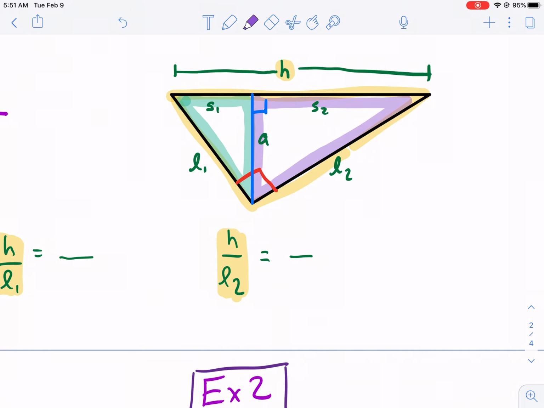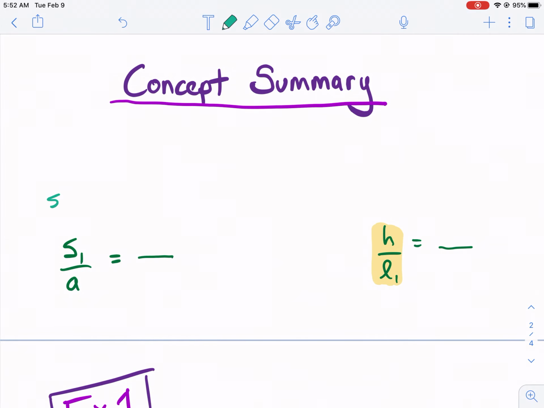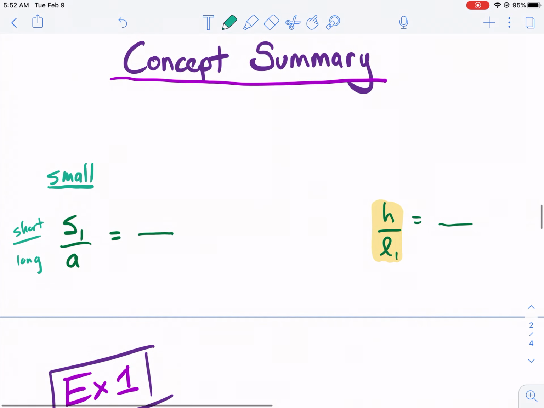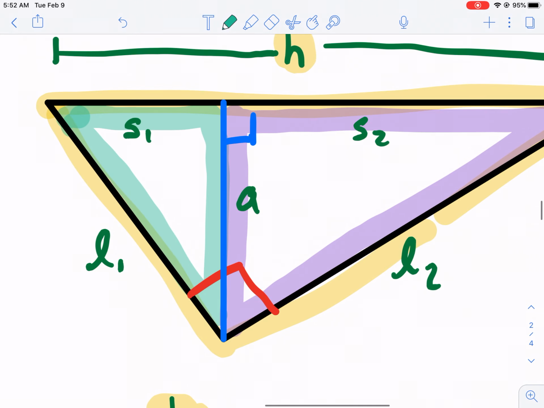Anytime we're comparing S1 over A, notice how both of those segments belong to this small triangle. S1, this side, and A, this side. Those both belong to the small triangle, okay? That's the short side over the long side of the triangle. Now, we always have to look for what sides they share. Is this side shared with any other triangle? It is not. Is this side shared with any other triangle? If it's not, then we're not making a good comparison.